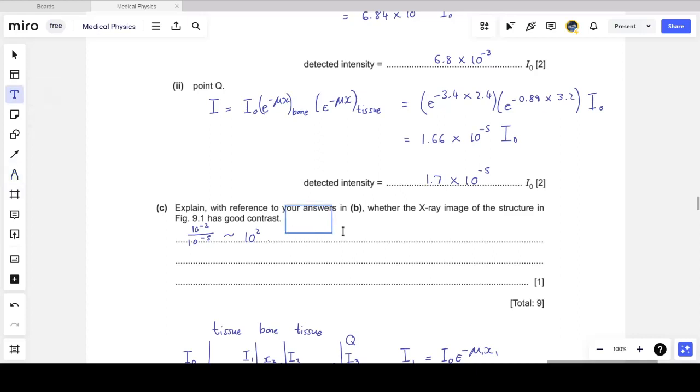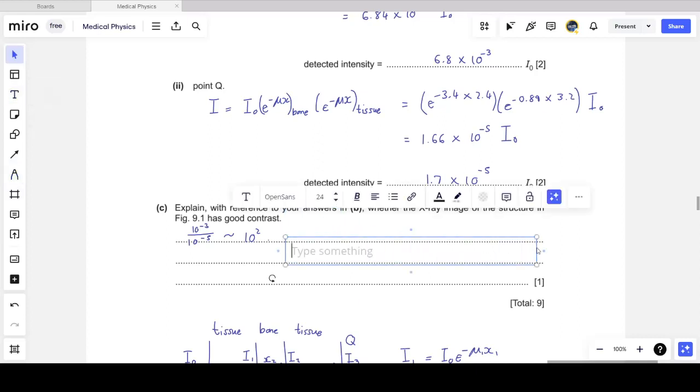So I have to make a judgment based on these values, and what I'm going to say is that the detected intensities differ by a significant amount. So detected intensities differ by a factor of approximately 100. So what this means is that there's a big difference in intensity for what goes through tissue and what goes through bone. So I'm going to say, yeah, I think there is a good contrast.